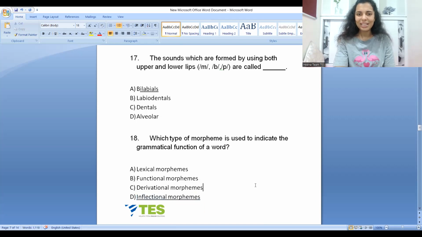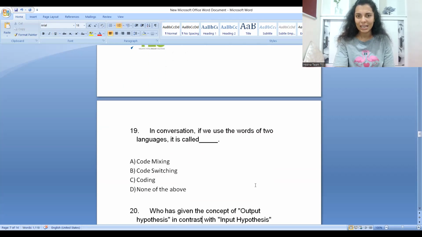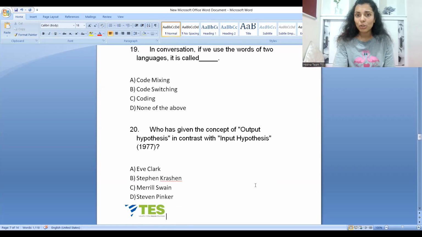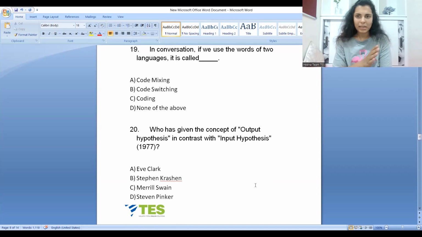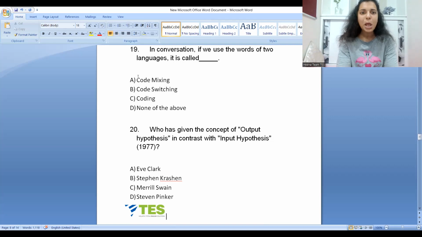Okay. Let's move on to question number 19. In conversation, if we use the words of two languages, it is called A, code mixing, B, code switching, C, coding, or D, none of these. If we use words of two different languages, it is called option A, code mixing, right?